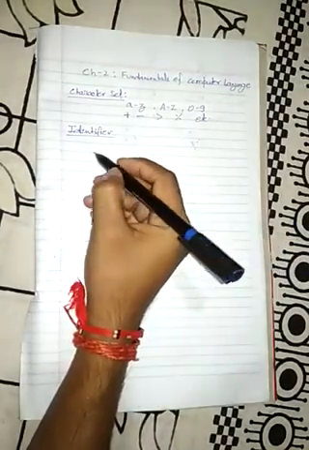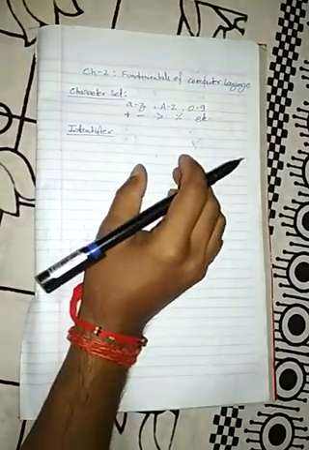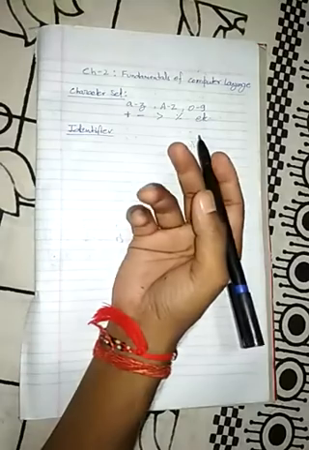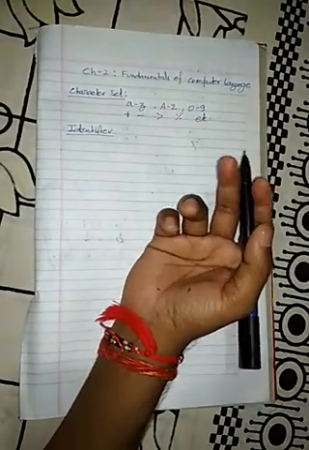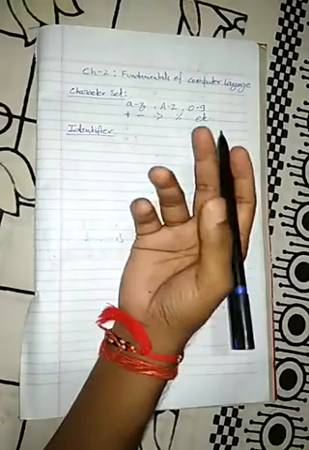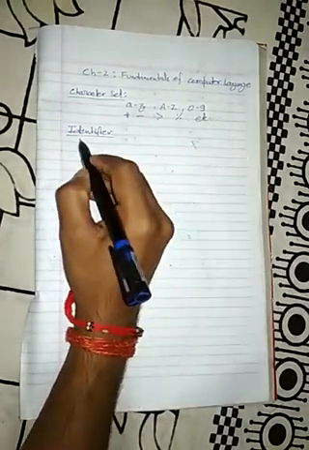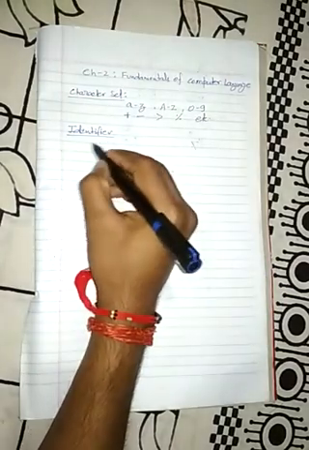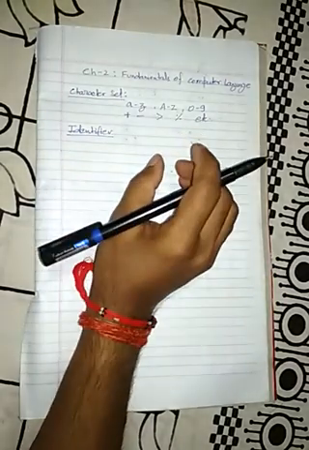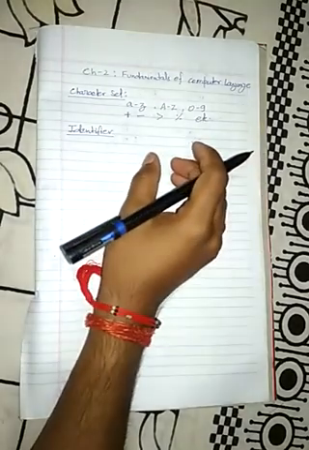Identifier is a name which is used to identify something. Here the something means a variable, function, array name, or any other thing. It may be anything where we can use an identifier. Just remember, identifier is a name that is used to identify something. Okay, but there are rules for an identifier.